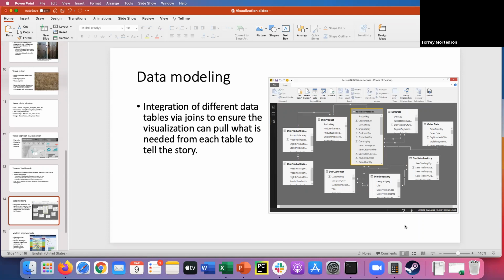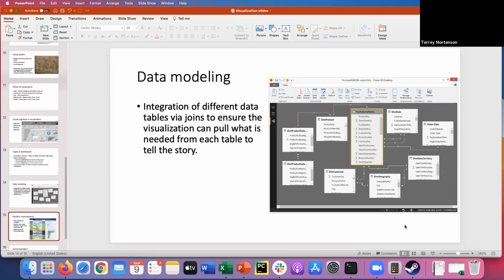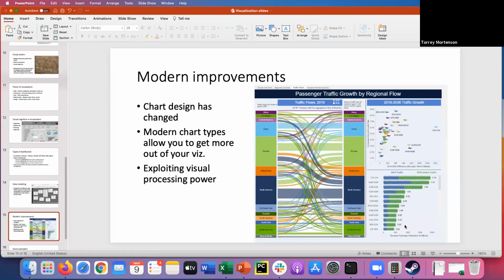Now, some modern improvements or changes to chart design. When we think of charts, right, we think of pie charts or bar charts or lines and all those fun things that were in Excel.